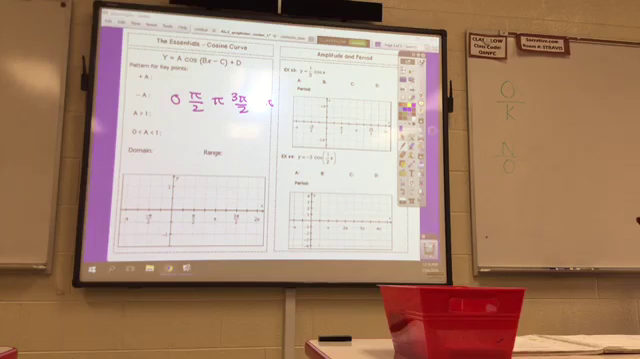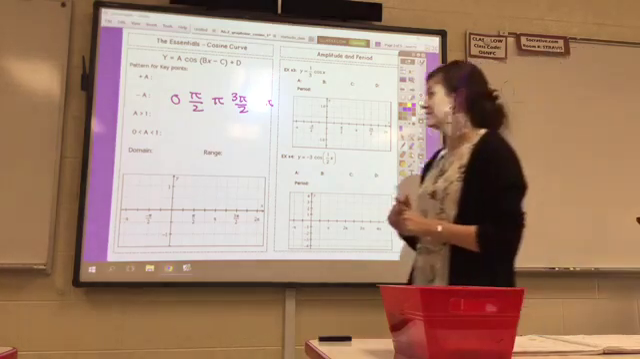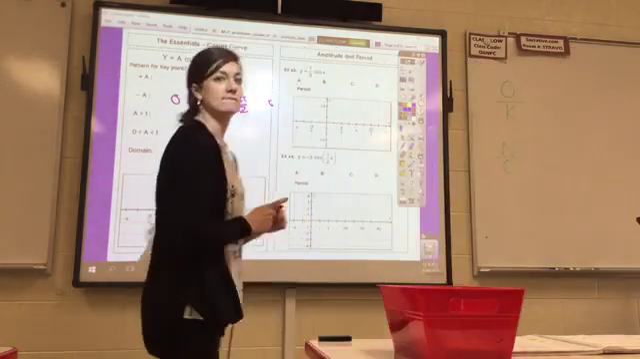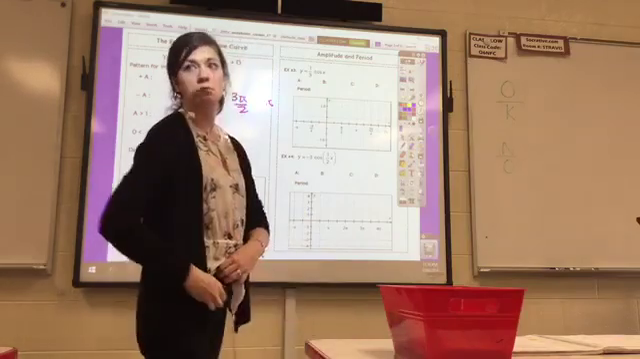Alright, if you are in row 1 or row 3, would you turn around to the people behind you and compare what you have in your chart? Is it literally just the opposite?